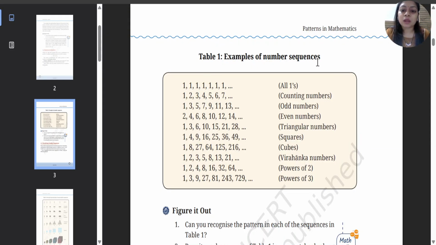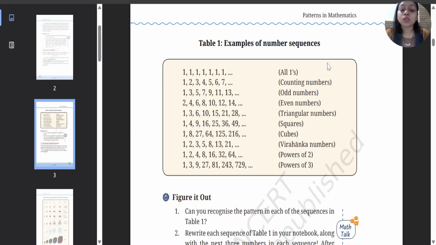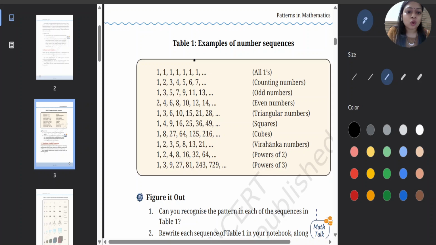This is in table number 1 in your NCERT book, where it will show you the number sequences. The first sequence is where all are number 1, like 1, 1, 1. In the next there are 1, 2, 3, 4, 5, 6, 7. It's simply the counting numbers.